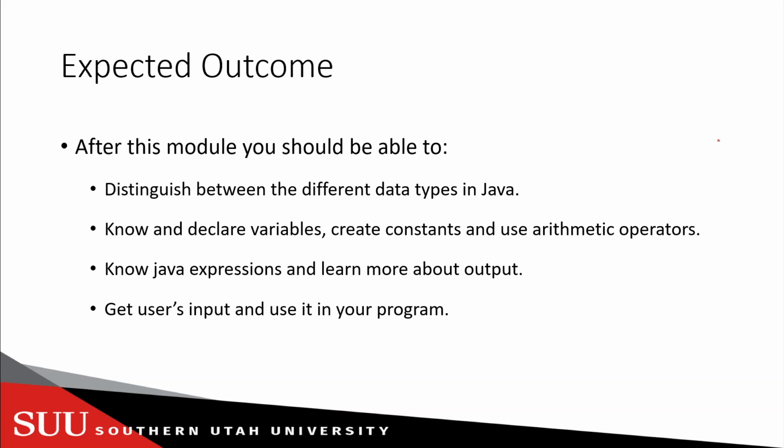What do we expect after completing this chapter or this module? After completing this module, you should be able to distinguish between the different data types in Java, know and declare variables, create constants, and use arithmetic operators. We will also know Java expressions and learn more about output. And we will be able to get the user's input and use it in our program.